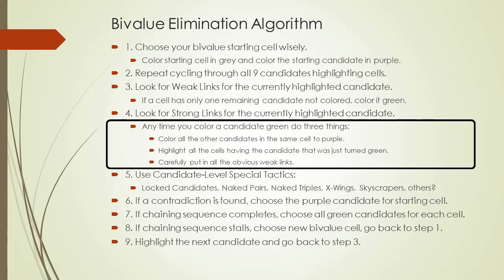Anytime we color a candidate green, we do 3 things. If there are any remaining candidates within the same cell not colored purple, we color them purple. We then highlight all the cells for the candidate just colored green. We then carefully put in all the obvious weak links for the new candidate just colored green.